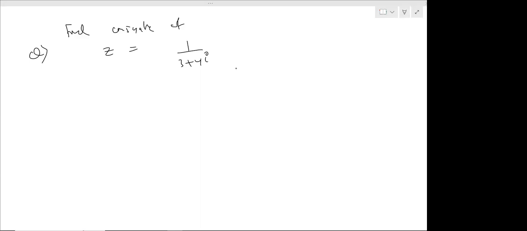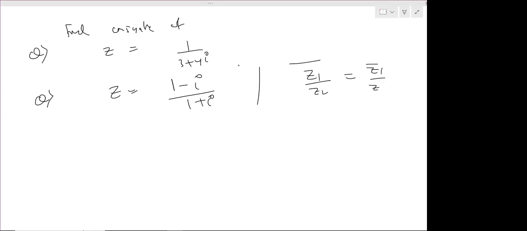Few more questions. If z is equal to 1 minus i upon 1 plus i, you can use the properties also and then rationalize. Alright. Okay, sir.